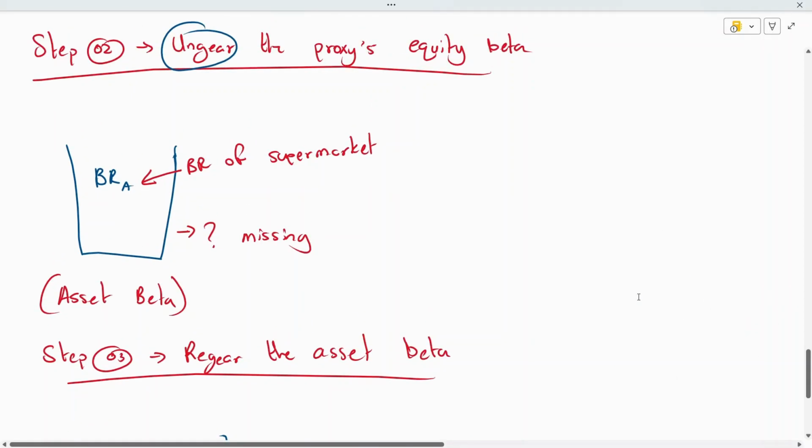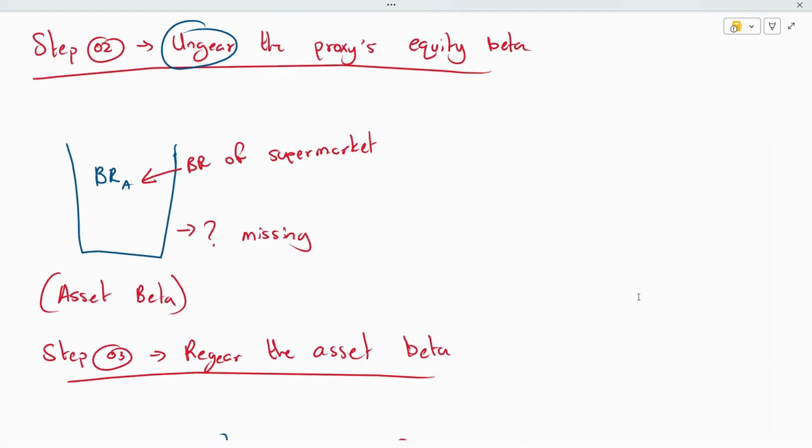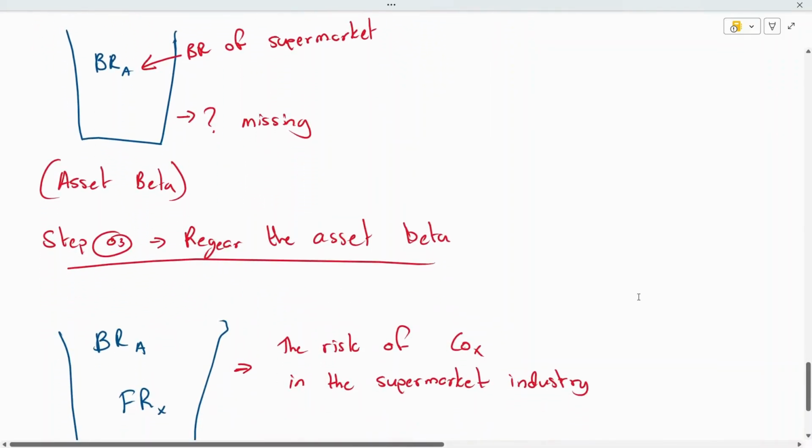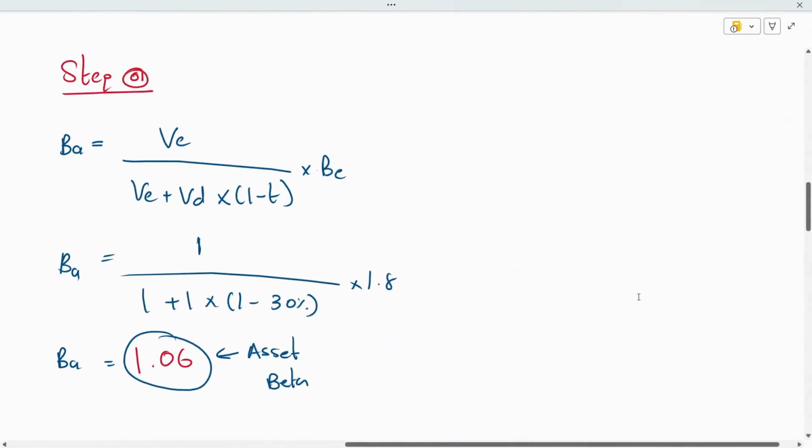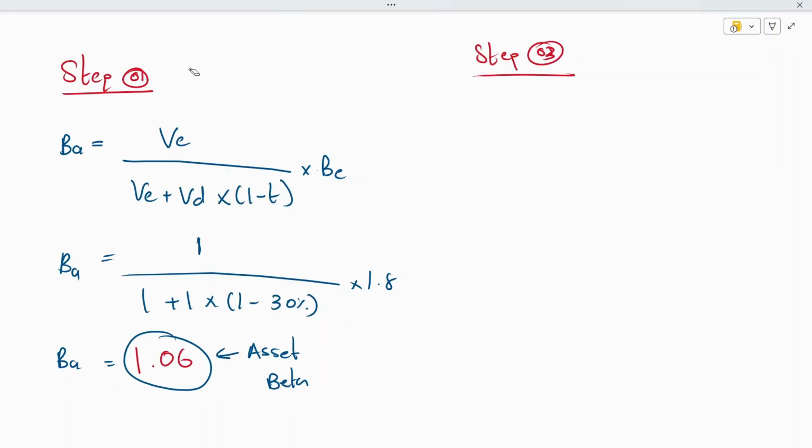Now the third step is that we have to regear. We have to regear this asset beta. We have to introduce the financial risk of our company into the asset beta. All right, so how do we do this? Step three, regearing. So this should be step two ideally, not step one.